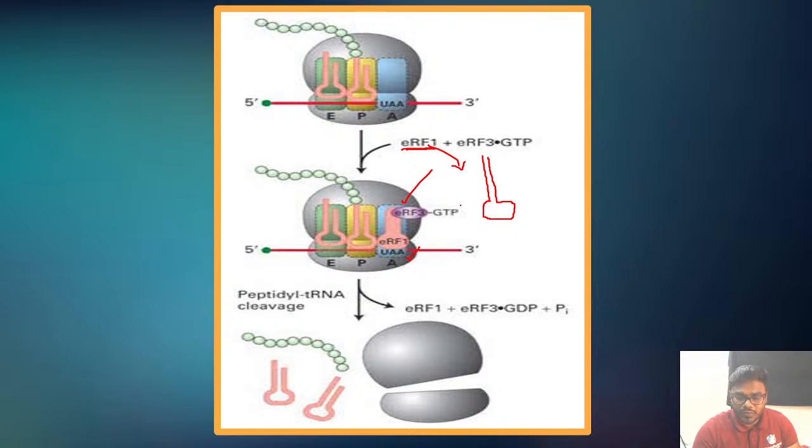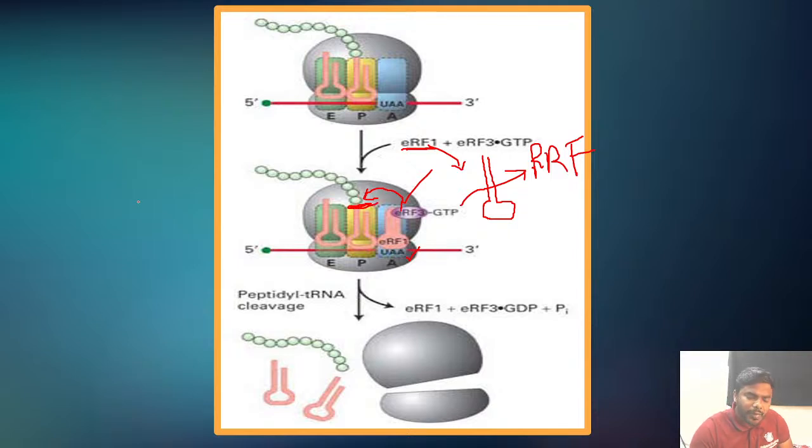And what did I tell all of you? Whatever the functions performed by the RRF in a prokaryotic organism, the same functions are performed by the ERF3 GTP in the eukaryotes. Everyone listen to me. What is the first function performed by the ERF3 GTP in the eukaryotes? The first function is that ERF3 GTP gives the signal to the peptidyl transferase enzyme. What kind of signal is it giving to the peptidyl transferase enzyme? To cut the peptide bond.